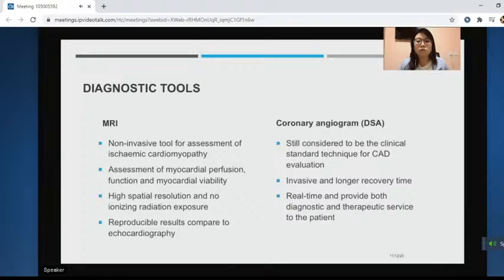Let's take a look at another modality, which is the DSA, the coronary angiogram. It is still the gold standard for CAD evaluation. It is real-time and serves both diagnostic and therapeutic purposes, and yet it's invasive and requires a longer recovery period for our patients.